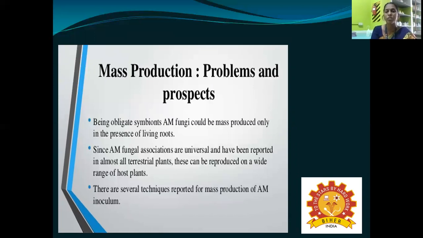After this inoculum production, you have to go for mass production. For mass production, you put it in the fermenter and culture it to get a larger amount. Being an obligate symbiont, AM fungi can be mass produced only in the presence of living roots. AM fungal associations are very universal and have been reported in all terrestrial plants, so these can be reproduced in a wide range of host plants. Several techniques are reported for the mass production of AM inoculum.